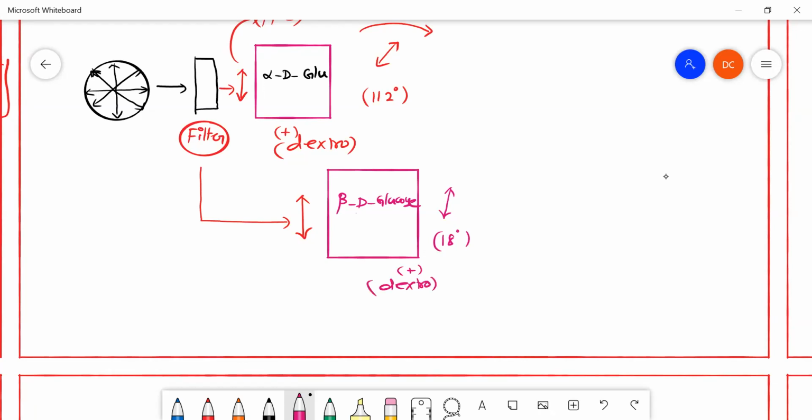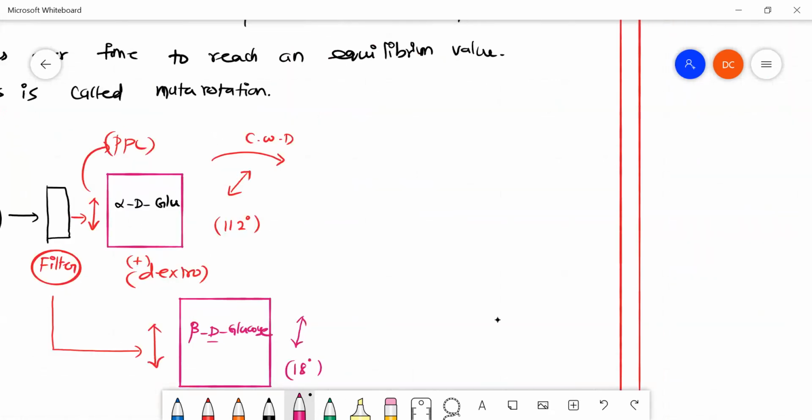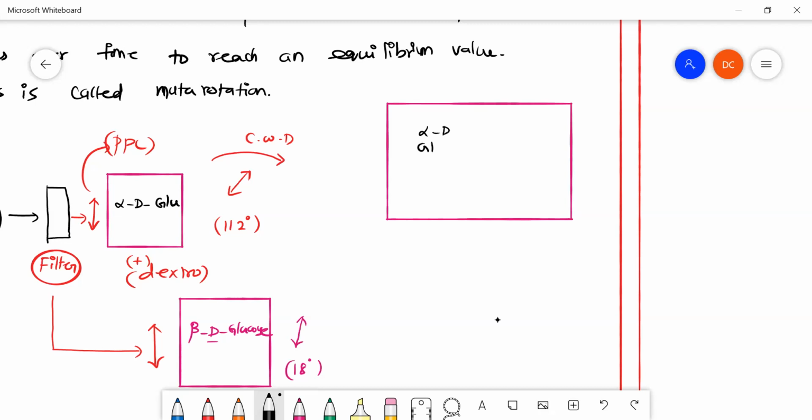Because we know that it is D glucose. So beta D glucose and alpha D glucose are both plus only. Alpha can rotate about 112 degrees, and here it is only 18 degrees. Now, we said that the alpha and beta forms are interconvertible. Suppose I take the alpha form, alpha D glucose, and this alpha D glucose can get converted into beta D glucose, and beta D glucose can be converted into alpha D glucose.